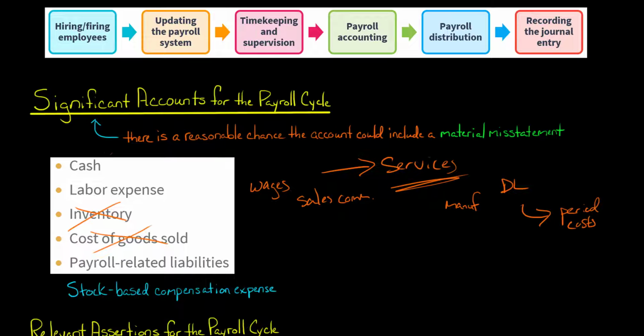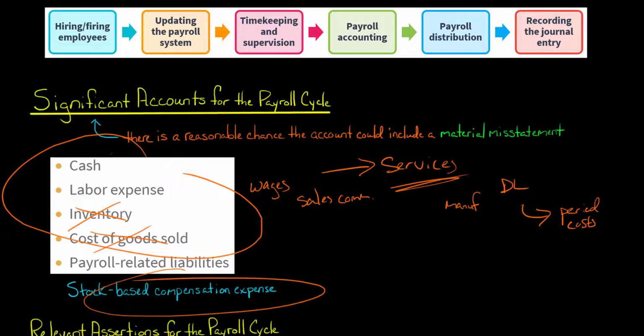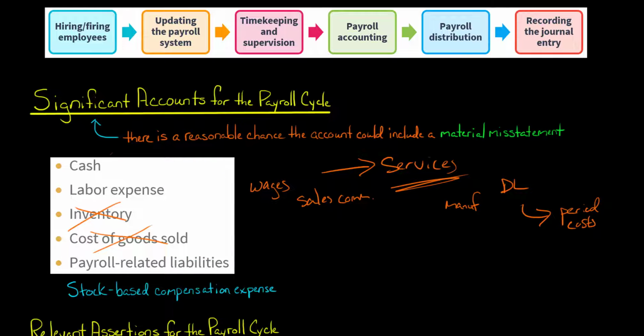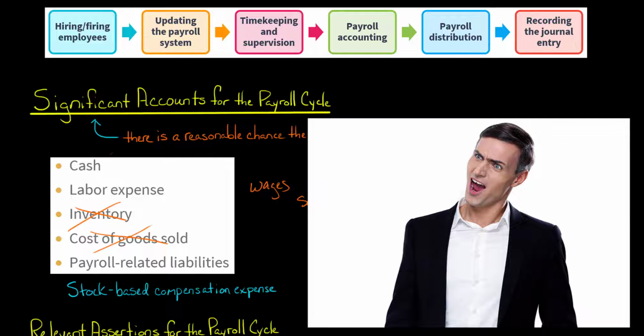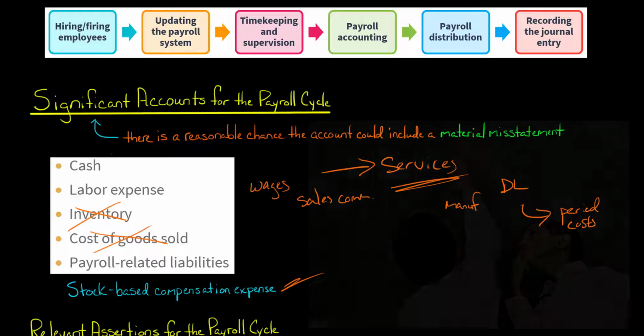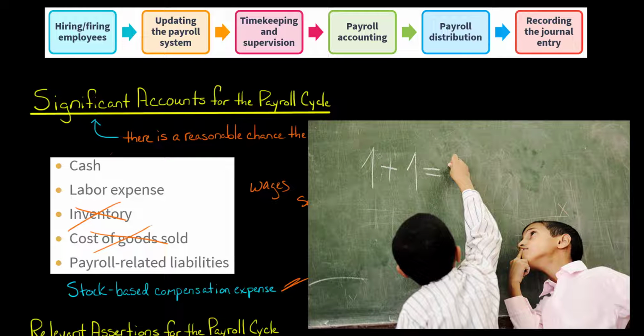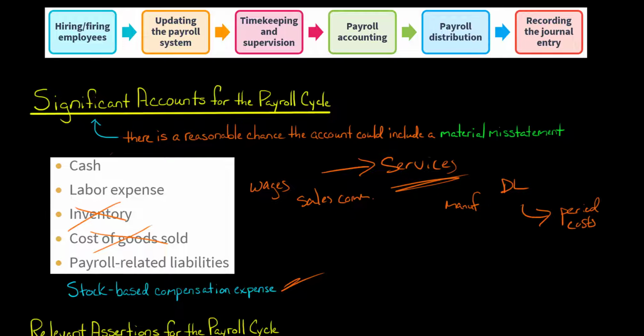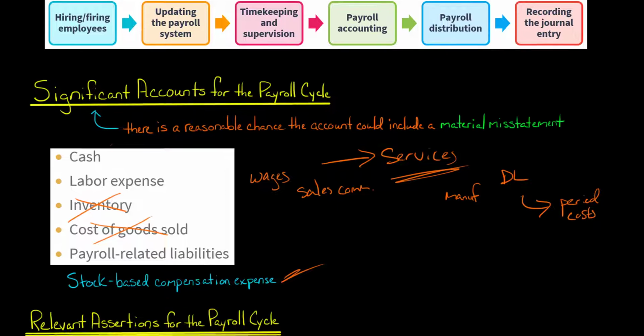Now, another thing, so I don't have it in the list here, but I added it at the bottom, stock-based compensation expense. Not all companies have stock-based compensation expense, but if a company is granting, for example, stock options to its executives, this often is going to be a significant account as well. The reason is that there's a lot of estimation and judgment involved in determining, well, what is the value of that stock-based compensation that was granted to the executive? There's various pricing models that can be used. So it opens the door to fraud. Okay, so if there's a lot of stock-based compensation expense, that's likely going to be a significant account as well.